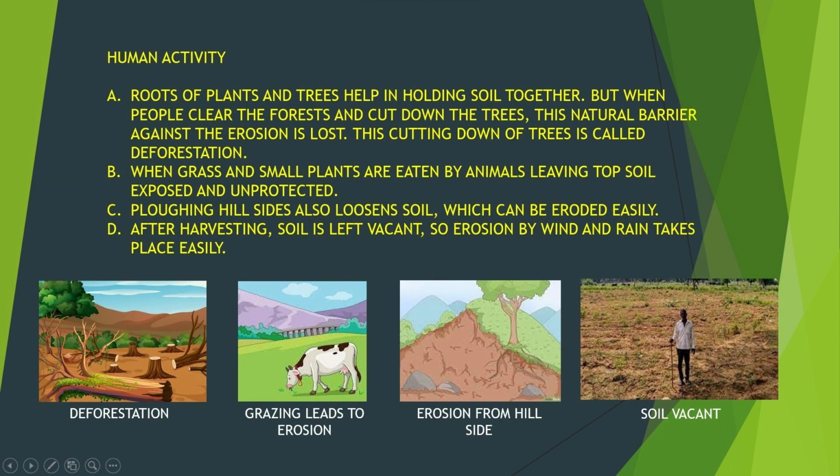Human activity. Roots of plants and trees help in holding soil together. But when people clear the forests and cut down the trees, this natural barrier against erosion is lost. This cutting down of trees is called deforestation. When grass and small plants are eaten by animals, top soil is left exposed and unprotected. Plowing hillsides also loosens soil, which can be eroded easily. After harvesting, soil is left vacant, so erosion by wind and rain takes place easily.